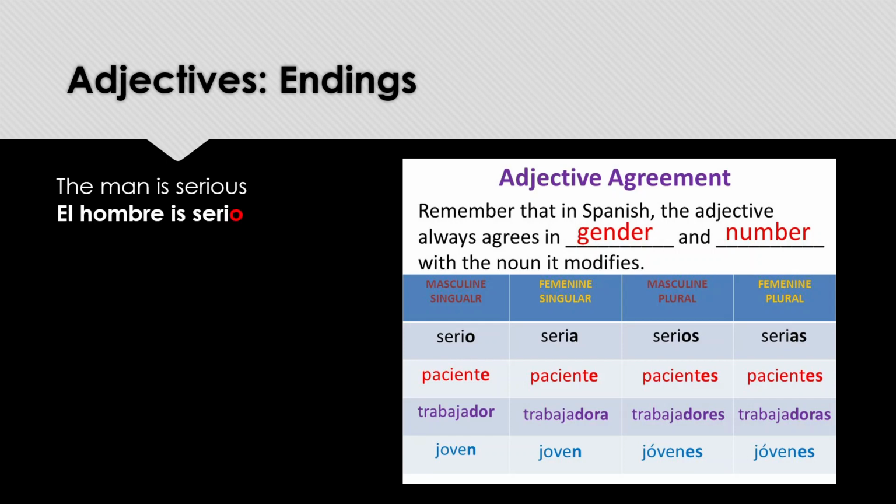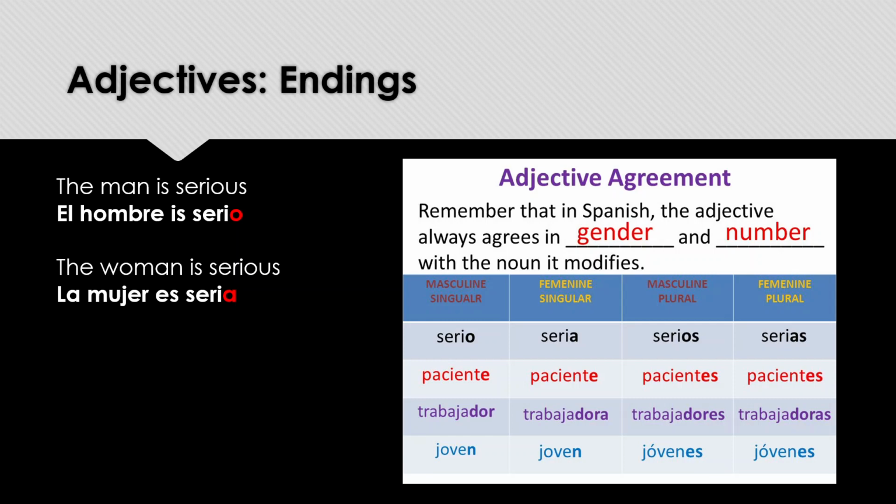An example of this is serio. The sentence, the man is serious, will translate to, el hombre es serio. This would still end in an O because the man is masculine. If I said, the woman is serious, I would translate that to, la mujer es seria. Here you can see that the ending changed to match the gender.